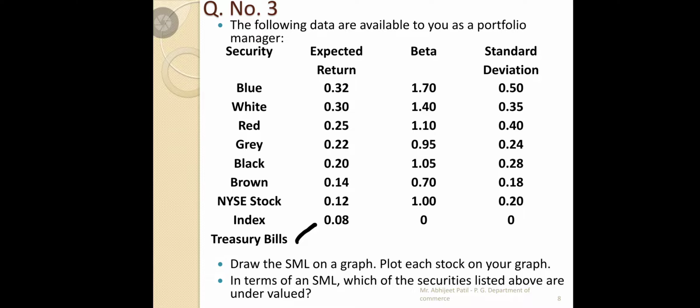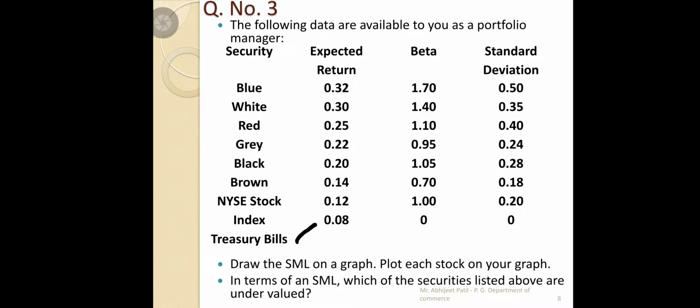The treasury bill is given, and these things will be there. The following expected returns are not given directly as a percentage but as conversion values: 0.32, 0.30. If the problem gives values in conversion form, you should take them as they are. Don't convert them again by multiplying with 100 to get 32%, 30%, 25%. Don't do that. If the problem is given in this form, take it as it is. Beta is given, and the standard deviation of each security is given.